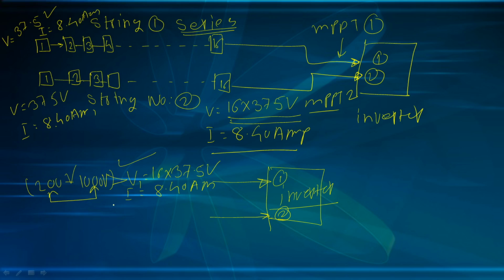Again, when we see the current per string, it should also be lesser than the individual acceptability range of the MPPT, which is 11 ampere as given in the inverter. So whatever current and voltage we feed per MPPT should be within the acceptable range of the inverter data sheet. Likewise we can draw this particular connection over here.